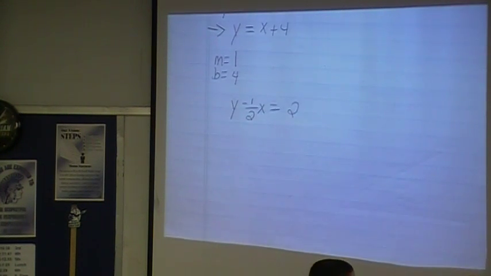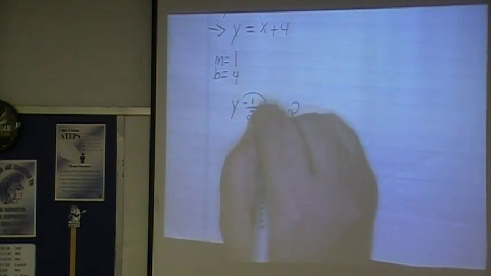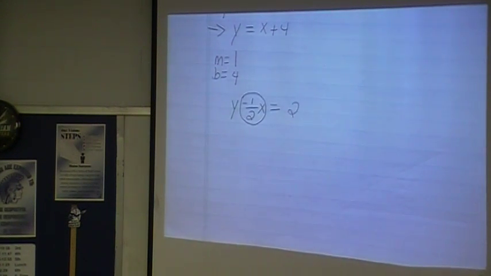Here's another one. y minus 1/2 x equals 2. Is there something hanging out with the y? What is it? All of this is hanging out there.